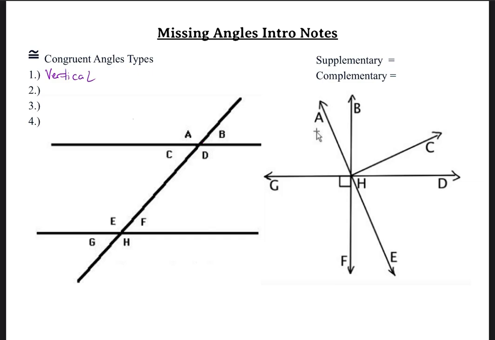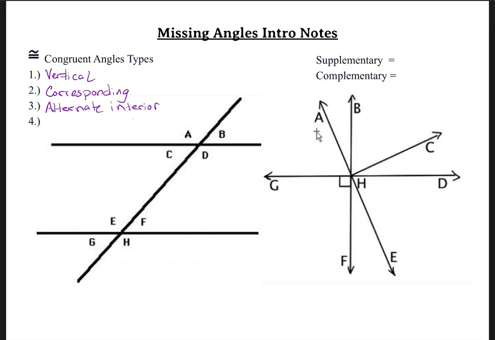Our second kind is corresponding. And corresponding is when they are in the same general area, so A and E. A and E are both on the left-hand side and above a line. Our third kind is alternate interior, which means they are inside the parallel lines, but they are on opposite sides of the transversal. And that would be C and F.